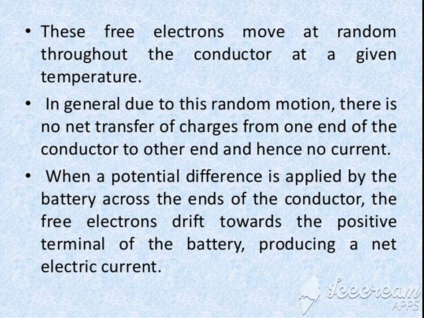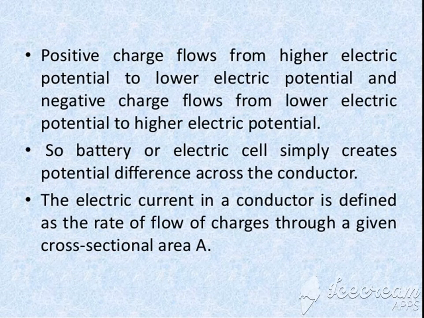So the factor responsible for the flow of electric current is not only the flow of charges, but the main reason is potential difference, because when a potential difference is there between the two ends, only then do the charges drift from one end towards the other end. Now positive charge flows from higher electric potential to lower electric potential, and negative charge flows from low electric potential to high electric potential. So a battery or cell simply creates a potential difference across the conductor. Thus electric current in a conductor is defined as the rate of flow of charges through a given cross sectional area.